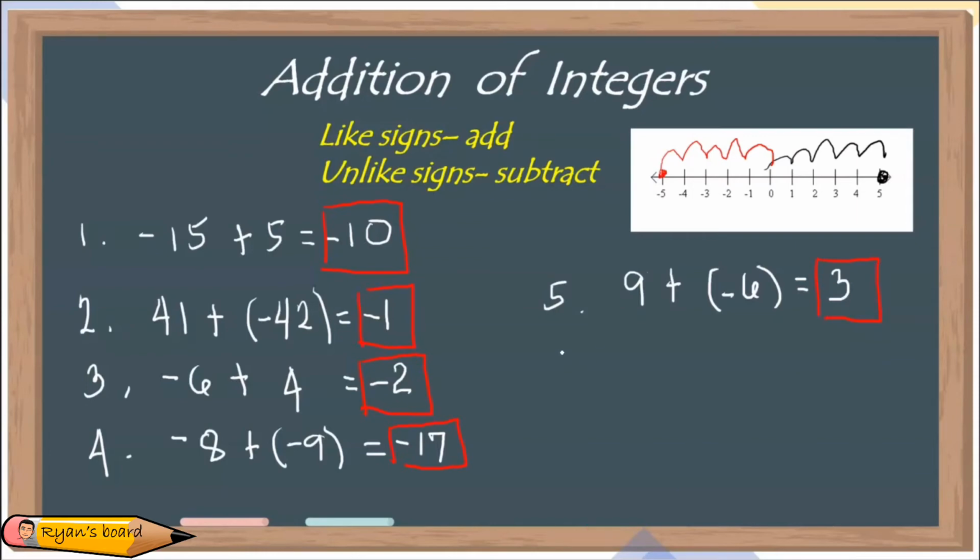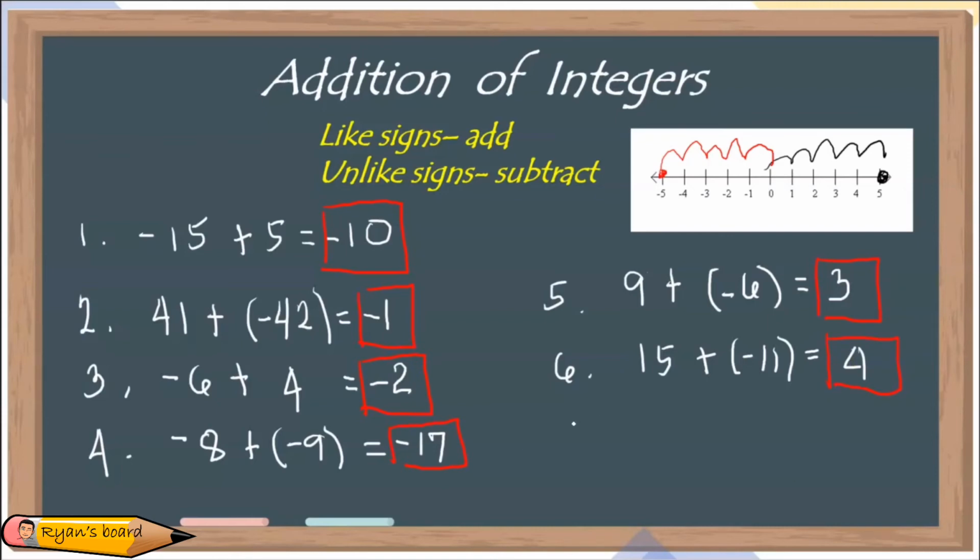Now, let's try another one. Let's say 15 plus negative 11. So, alam natin it is unlike signs. Then, subtract the numbers. What is 15 minus 11? That's 4. Sino ang may mas malaking absolute value? Si 15. Ano ang sign ni 15? Positive. Kaya ang sagot natin ay positive 4.